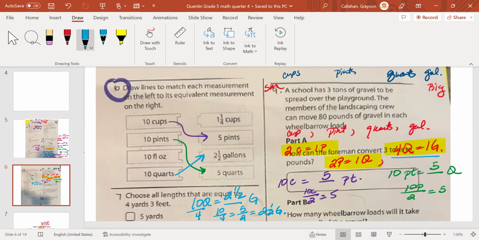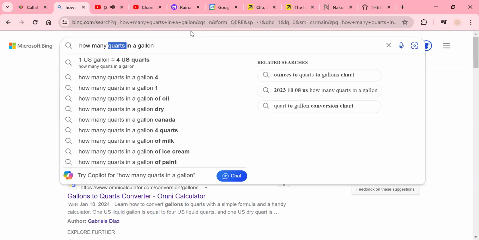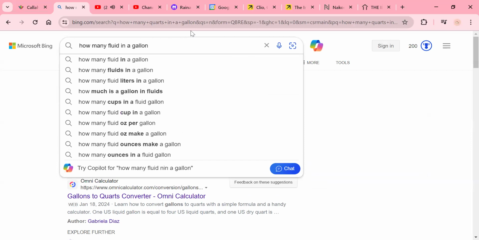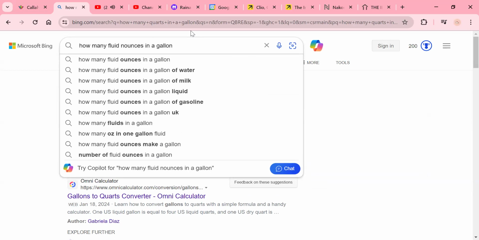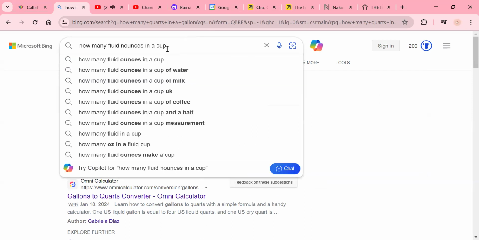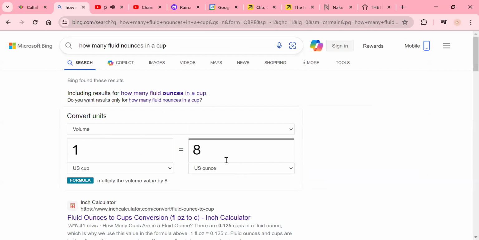So I don't have anything about fluid ounces, but let's just go ahead and Google this. Fluid ounces, the cups, because do you see how the last one is ounces and the last one is cups for the answer? How many fluid ounces in a cup? 1 cup equals 8 ounces.